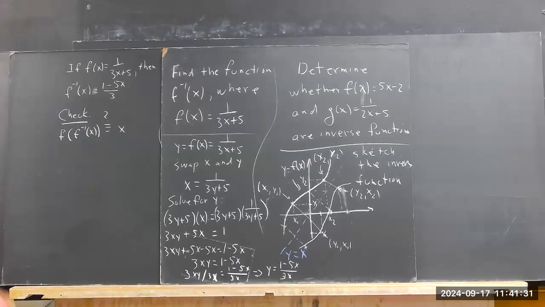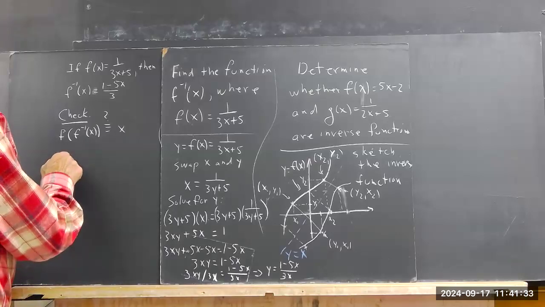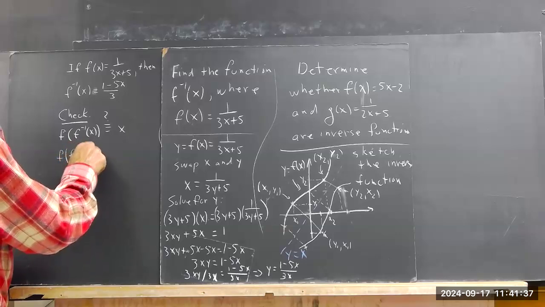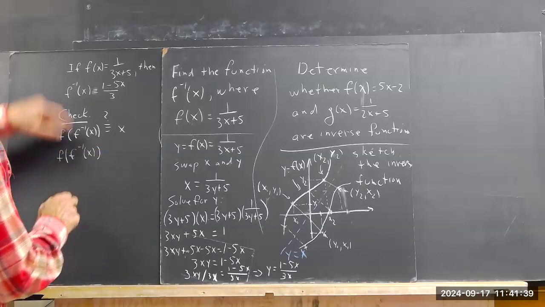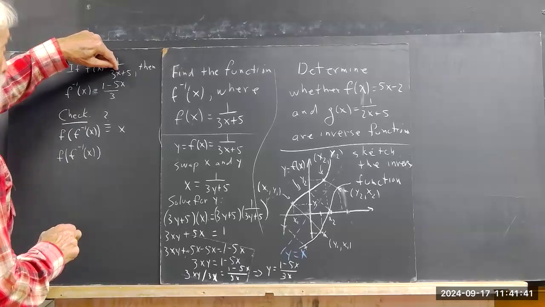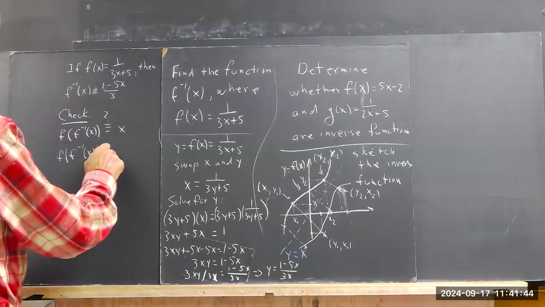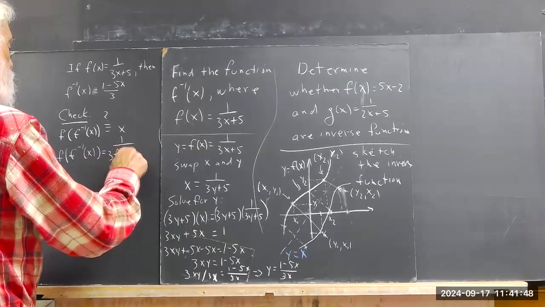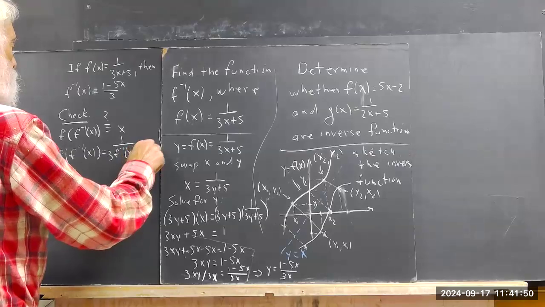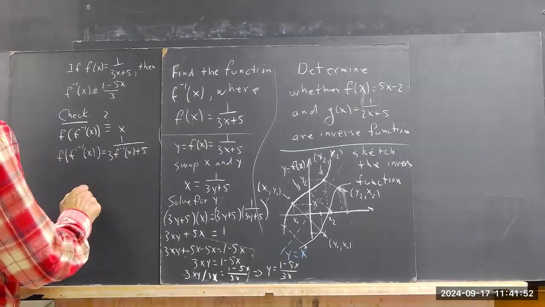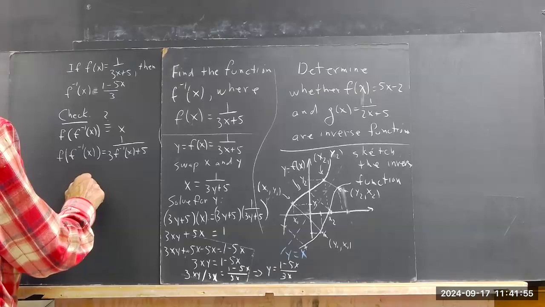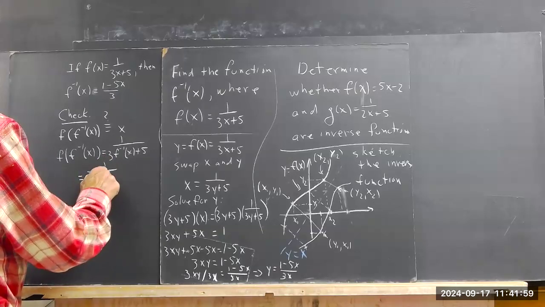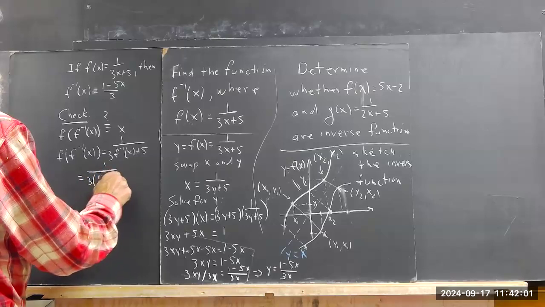Well, we just plug it in. f of f inverse of x. Well, we replace x here and here by f inverse of x, and we get 1 over 3 f inverse of x plus 5. Well, that equals 1 over 3 times 1 minus 5x over 3.